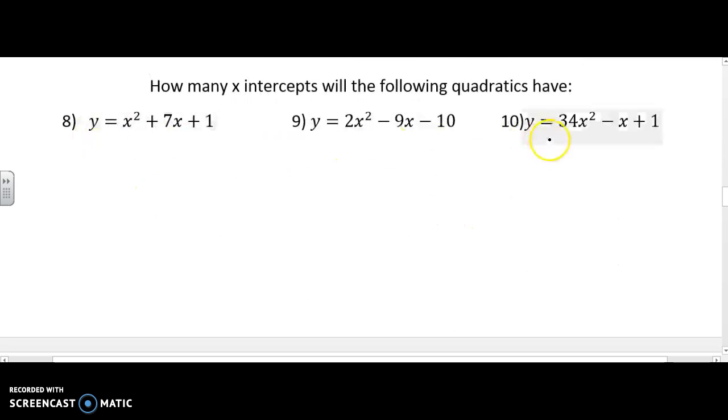Down here for 8, 9, and 10, I want to know how many x-intercepts the following quadratics are going to have. I do not need to do a whole lot of work here. I don't have to factor or do the quadratic formula, do all that jazz. All I need to remember is that my discriminant, the b squared minus 4ac, will tell me how many roots I'm going to have.